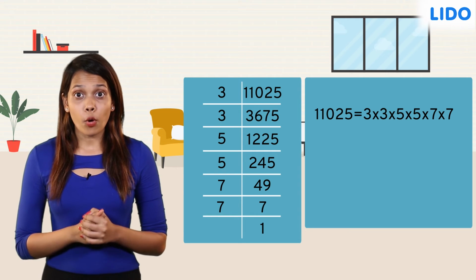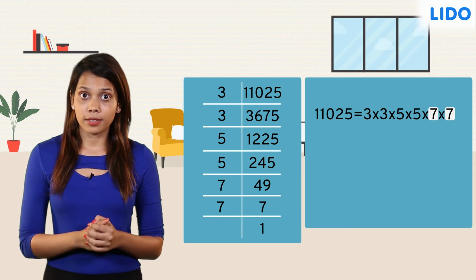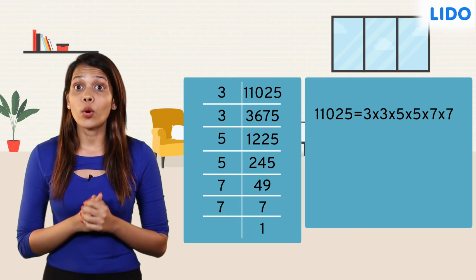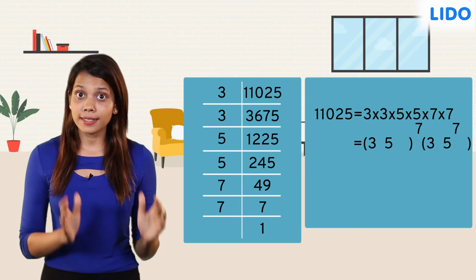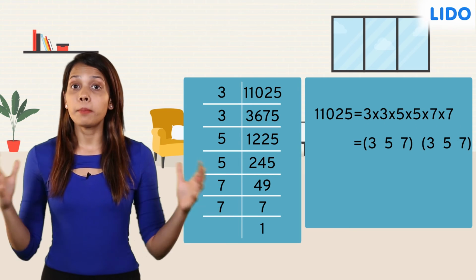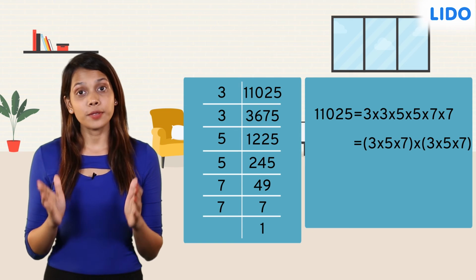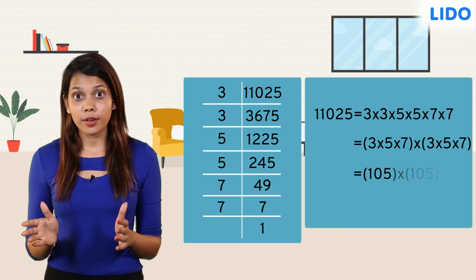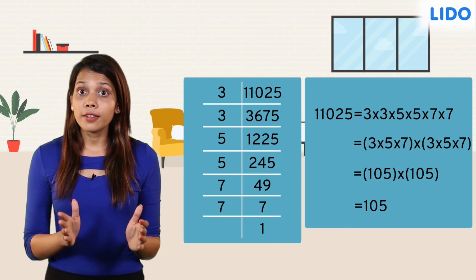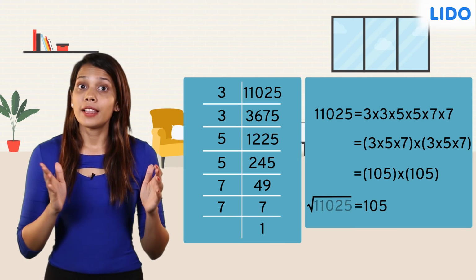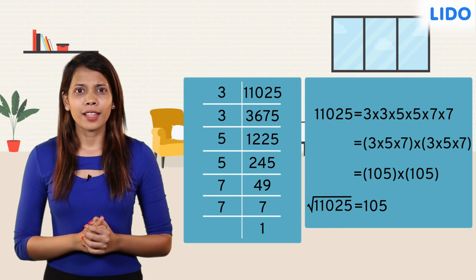We have a pair of 3's, 5's and 7's. As before, we take one 3, 5 and 7 from each of the pairs and multiply them together. This gives us 3 into 5 into 7, which is equal to 105. So, 105 is the square root of 11,025. Easy, isn't it? Turns out that finding the square root of large numbers is as easy as playing with toys.